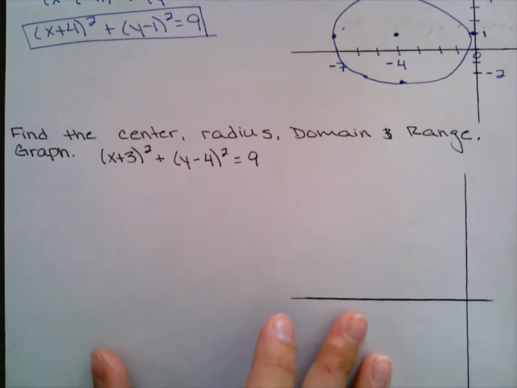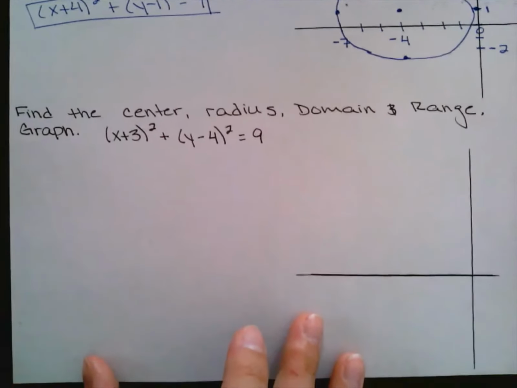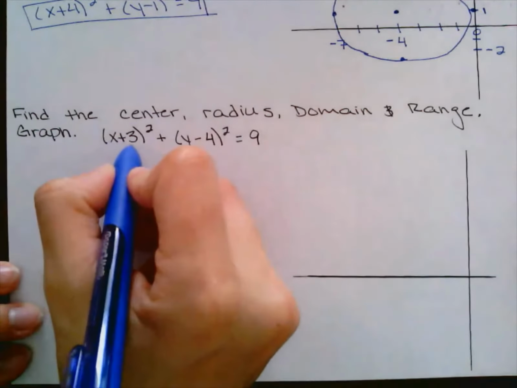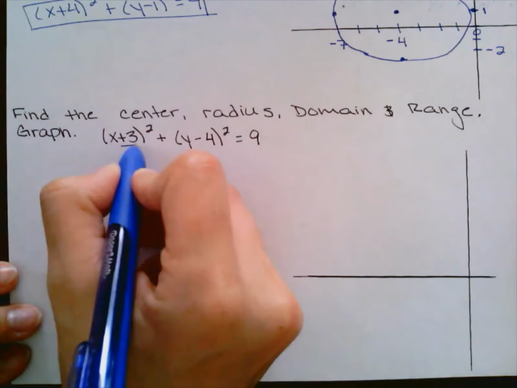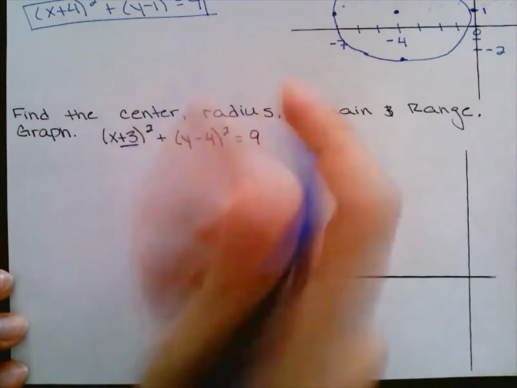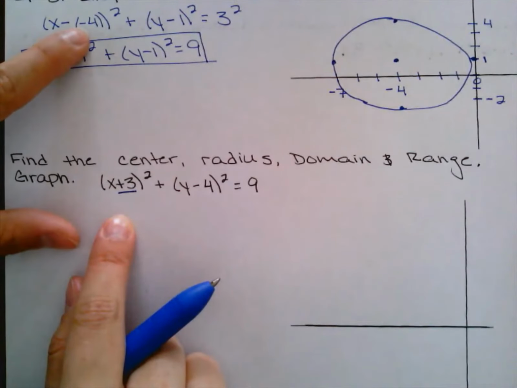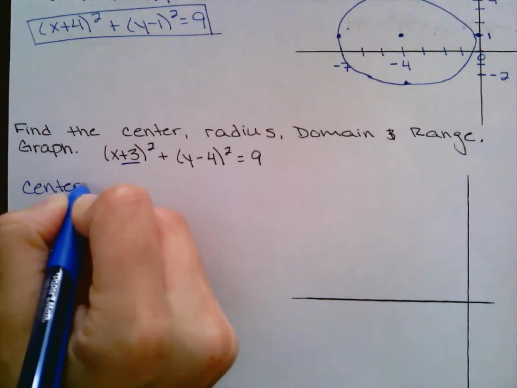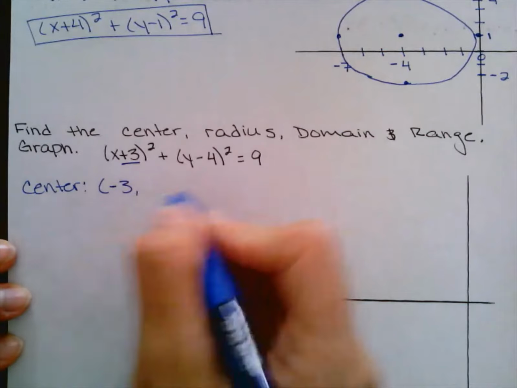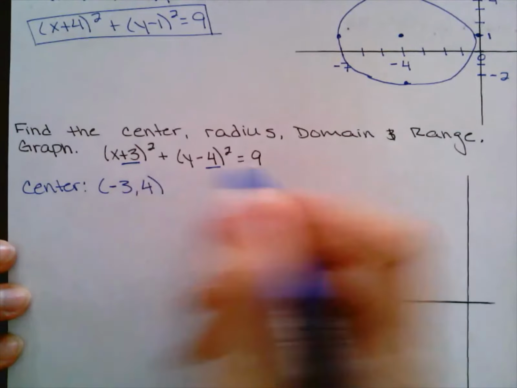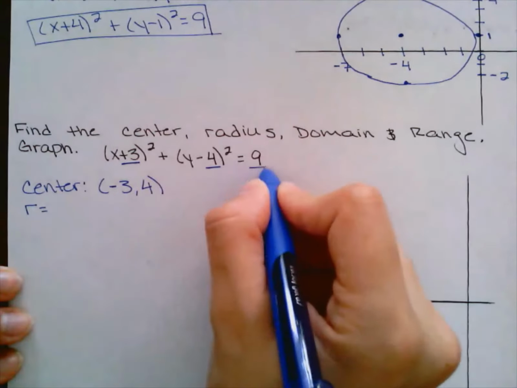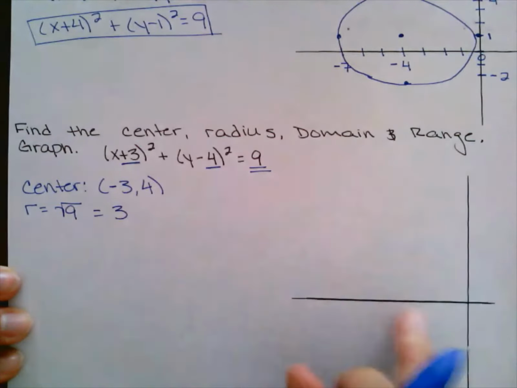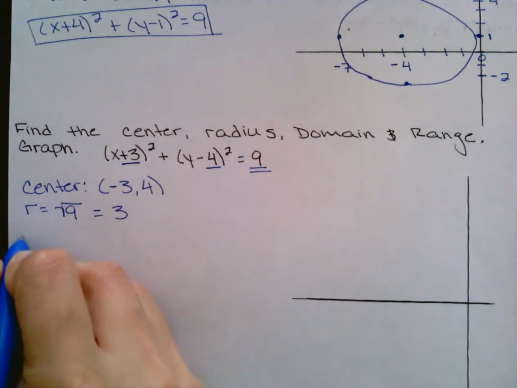Find the center, radius, domain, and range, and then graph. This question has just about everything. Now they give us the equation. I know that my standard form has x minus a number. So if this became positive, like in my last question, that must have been a negative number. So I can say my center is going to be (-3, 4). My radius is going to be the square root of this number, which is going to be 3. And then I'll do my domain and range after I graph. I think it's easier to see it.